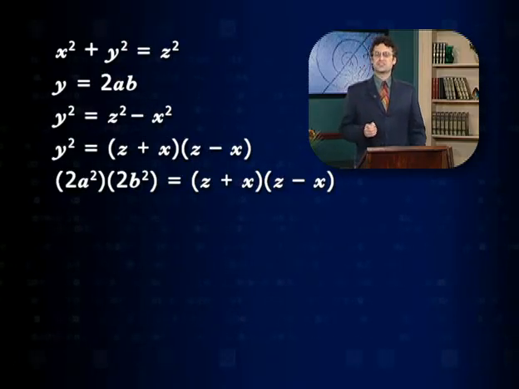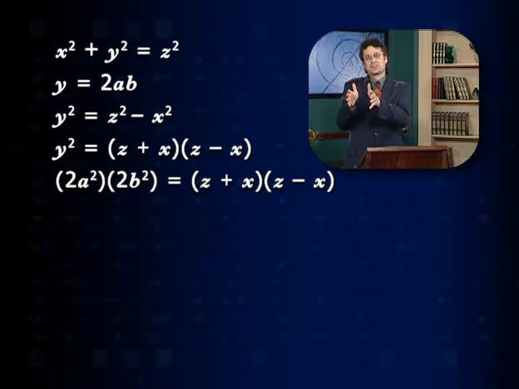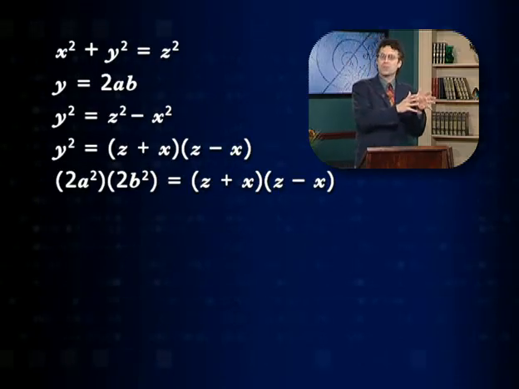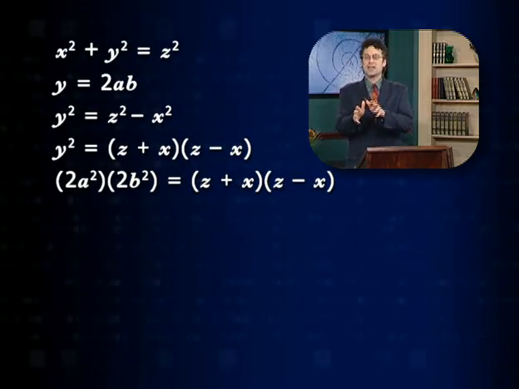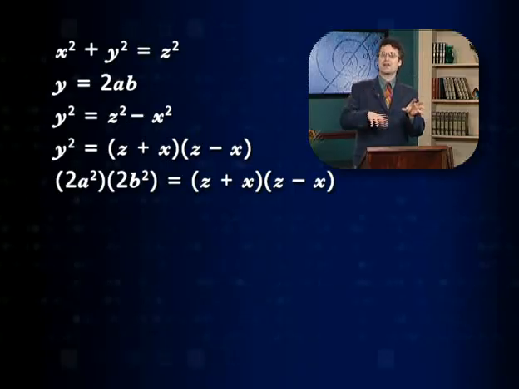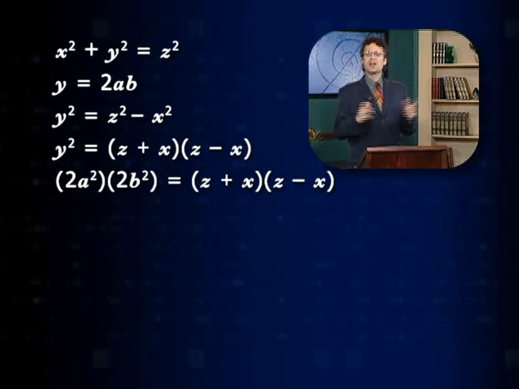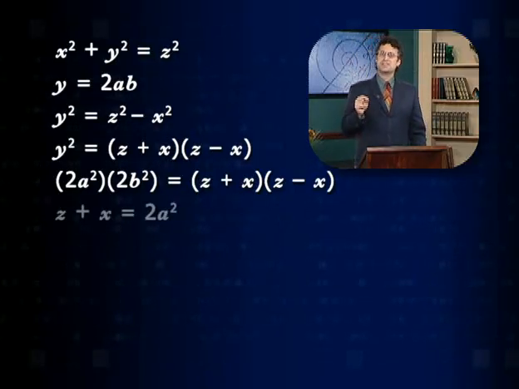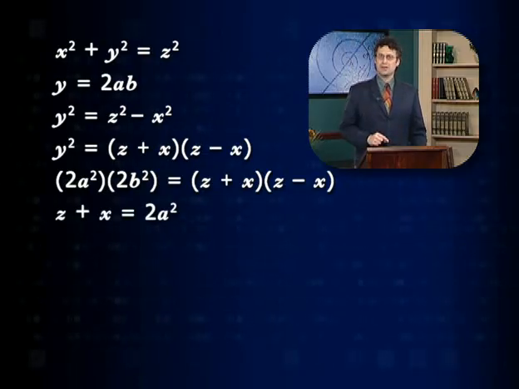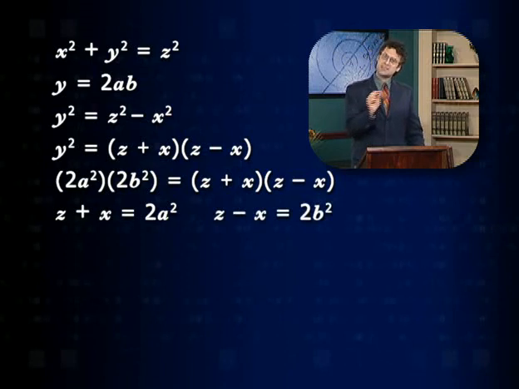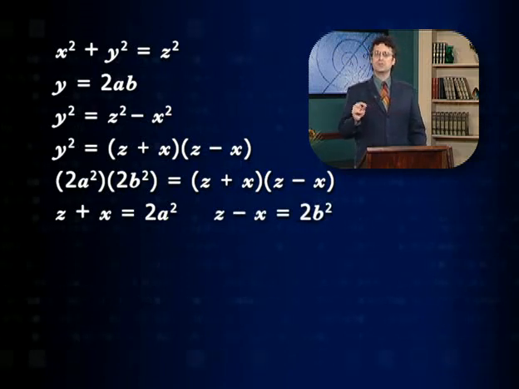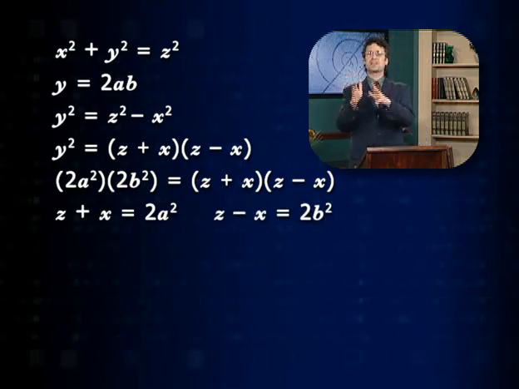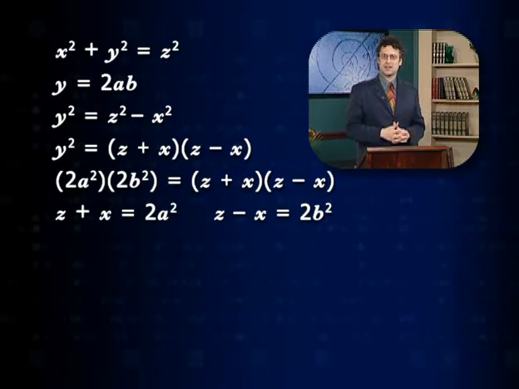One way to do this is to just set one of the factors on the right equal to one of the factors on the left, and then the other factor on the right equal to the other factor on the left. So in other words, let's set z plus x to equal 2a squared and z minus x to equal 2b squared. That way, the product on this side will equal the product on that side.